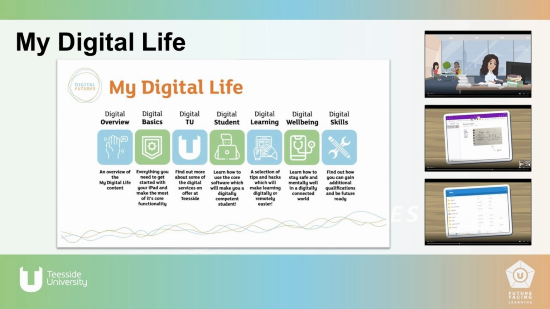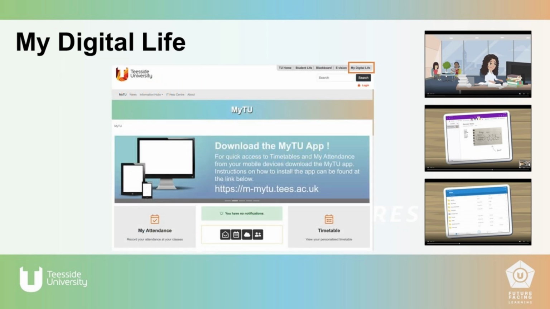You can access My Digital Life by visiting the student portal and then selecting the My Digital Life link in the top right-hand corner and following the instructions. My Digital Life can be accessed from the Organizations menu when you are signed into Blackboard.